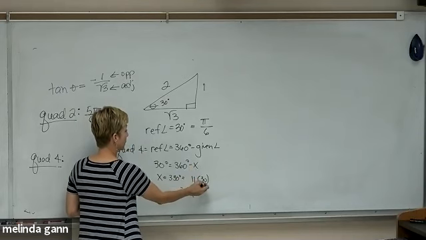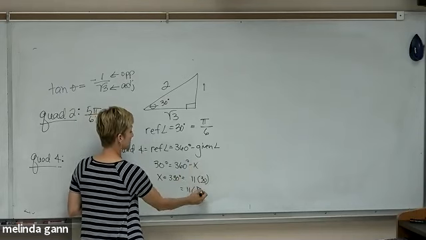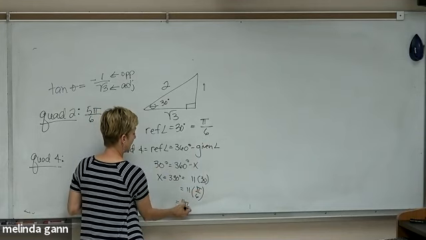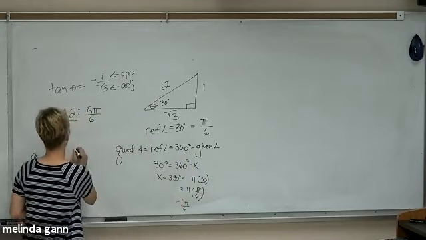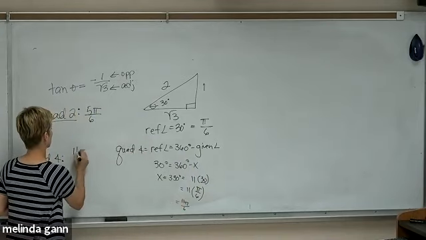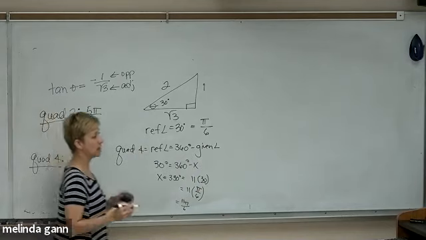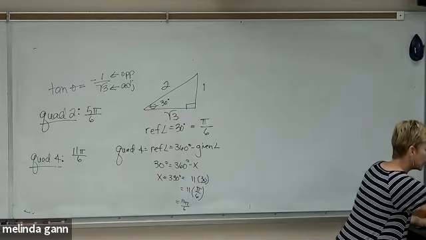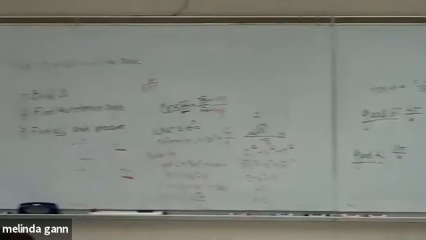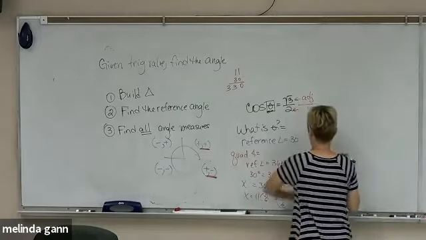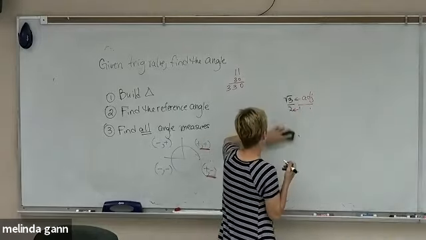So again, I know that 30 degrees is pi over 6, so I substitute pi over 6. So I get 11 pi over 6. So that's going to be my quadrant 4 answer. 11 pi over 6. Okay. All right, let's do one more. And then hopefully we'll be okay. All right, what if I told you this?